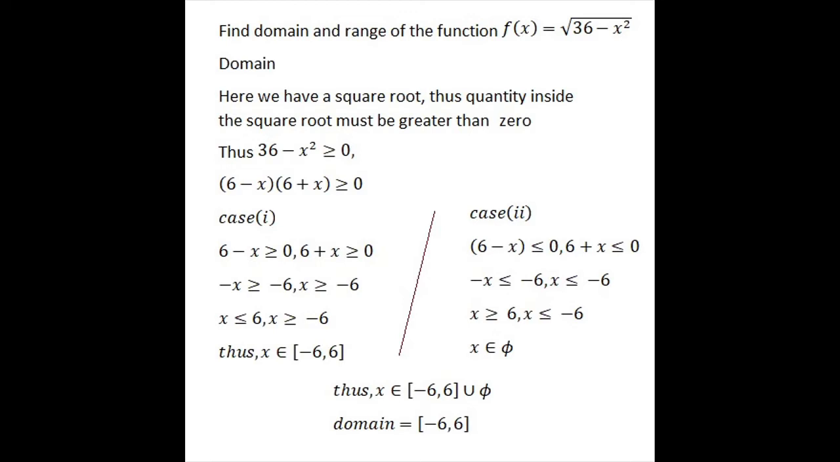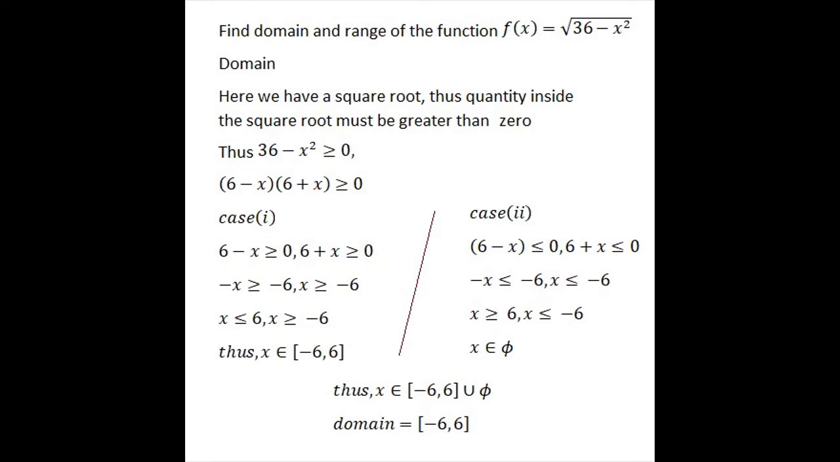So in first case, minus x is greater than or equal to minus 6, comma x is greater than or equal to minus 6. But minus a greater than or equal to minus b, when you multiply through negative, a is less than or equal to b, I know. So x is less than or equal to 6, comma x is greater than or equal to minus 6. Thus here x belongs to minus 6 comma plus 6.